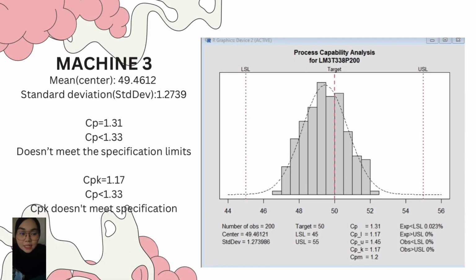Lastly, this is the process capability analysis for machine 3. The center is 49.4612. The standard deviation is 1.2739. The CP equals 1.31, lower than 1.33, which means it does not meet the specification limit. The CPK equals 1.17, lower than 1.33. The CPK does not meet the specification because the CPK is lower than the CP.